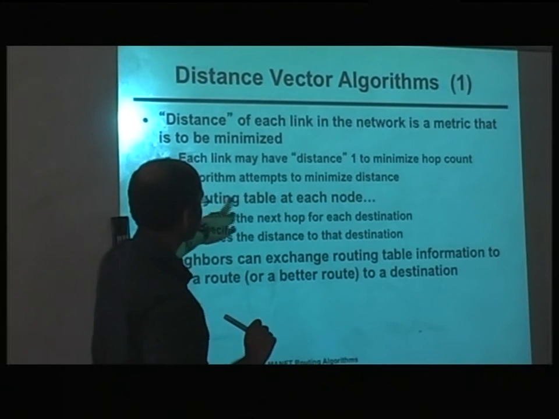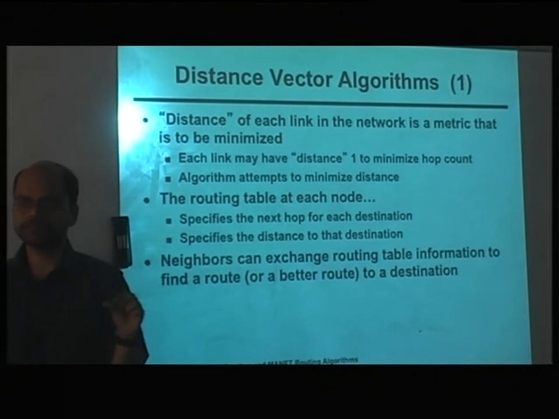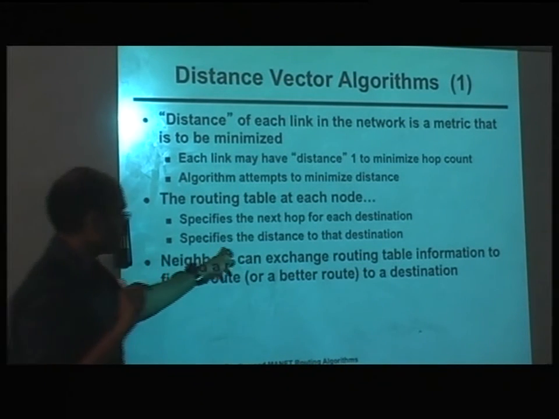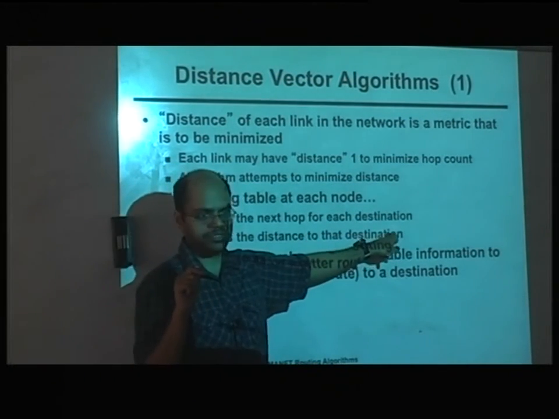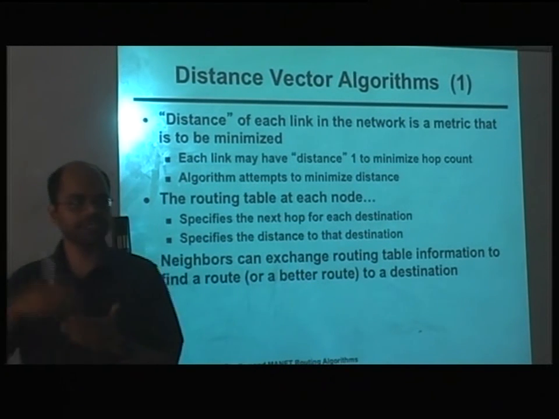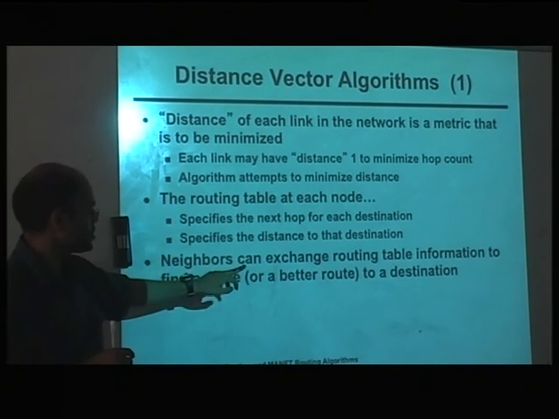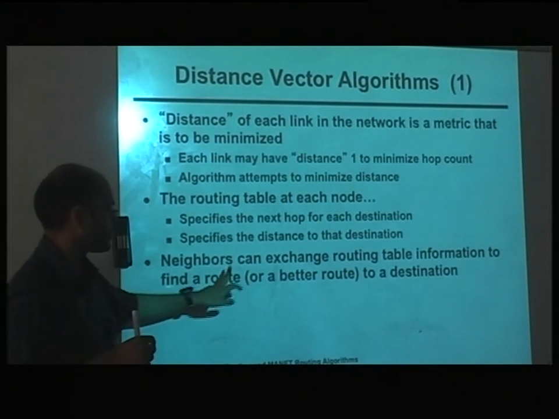Okay? The routing table at each node specifies the next hop, so you don't need to know the entire graph. And it specifies the distance to the destination. So it knows that the final destination is 10 hops away, and for that my next hop is this one. Neighbors can exchange routing table information to find a route.